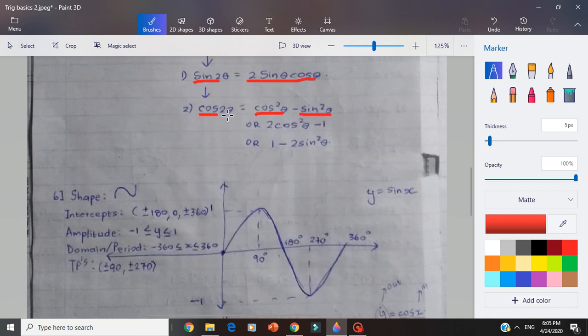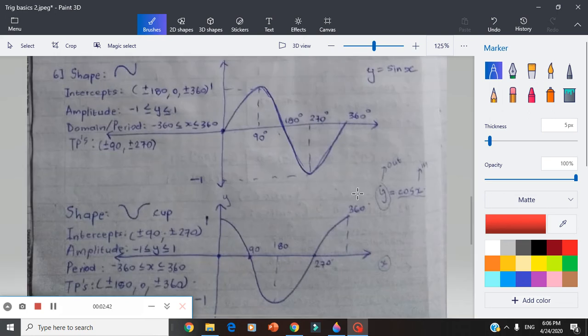We can then rearrange cos 2 theta using the square identity. If you substitute the square identity into this equation, you will get 2 cos squared theta minus 1, or you can get 1 minus 2 sine squared theta.